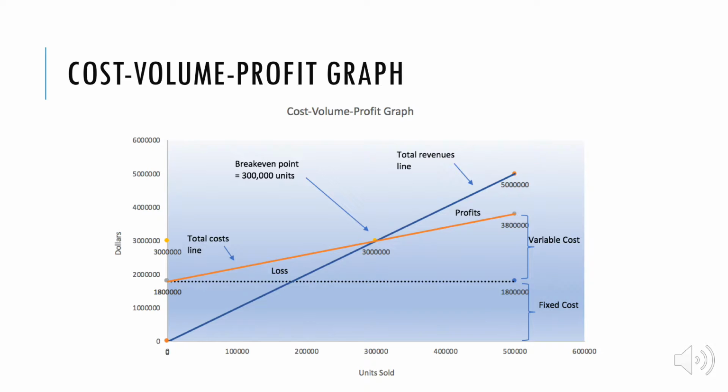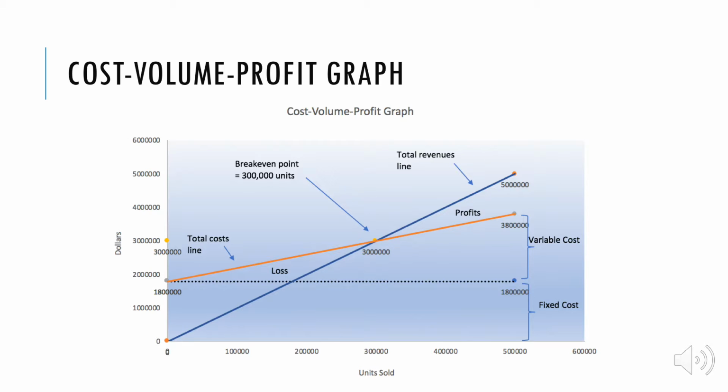Then we can select a second point by choosing any other convenient number of units sold and determine the corresponding total cost. In this example, I chose the second point at 500,000 units sold and its total cost is $3.8 million. The last step is to determine the break-even point. From previous slide, we know that the break-even point is where total cost equal total revenue. So on the CVP graph, the break-even point is the intersection of the total cost line and the total revenue line.